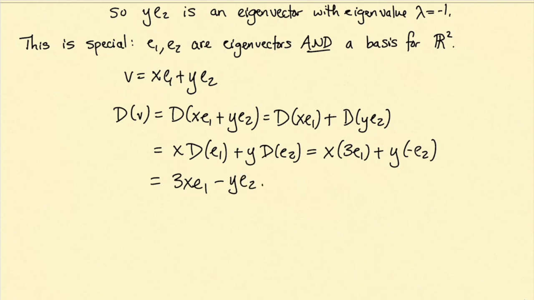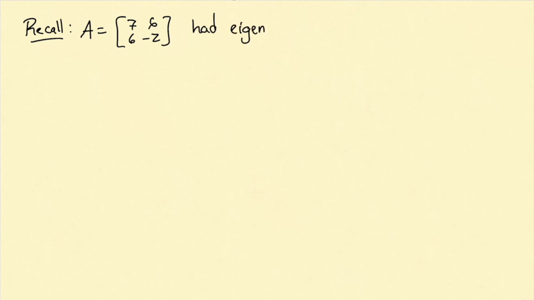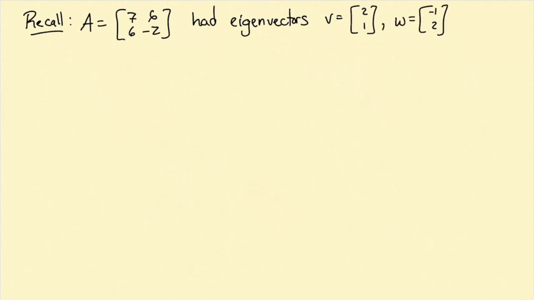So, of course, for a diagonal matrix, okay, this is a silly operation, but the idea is that if we can do this for another matrix that is not a diagonal matrix, this actually is a time-saving device. So if we return to our first example, where we had the matrix A, whose columns were (7, 6) and (6, -2), A had eigenvectors v with coordinates (2, 1), and w with coordinates (-1, 2). The eigenvalues were 10 for v and minus 5 for w.